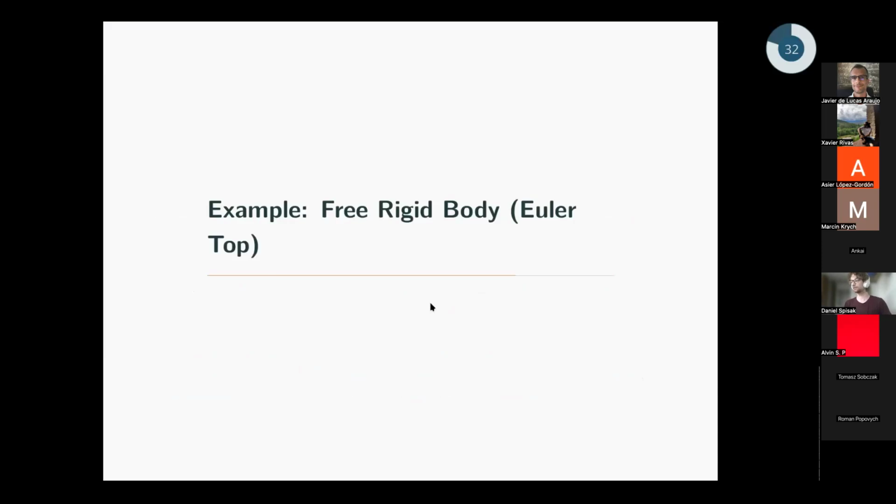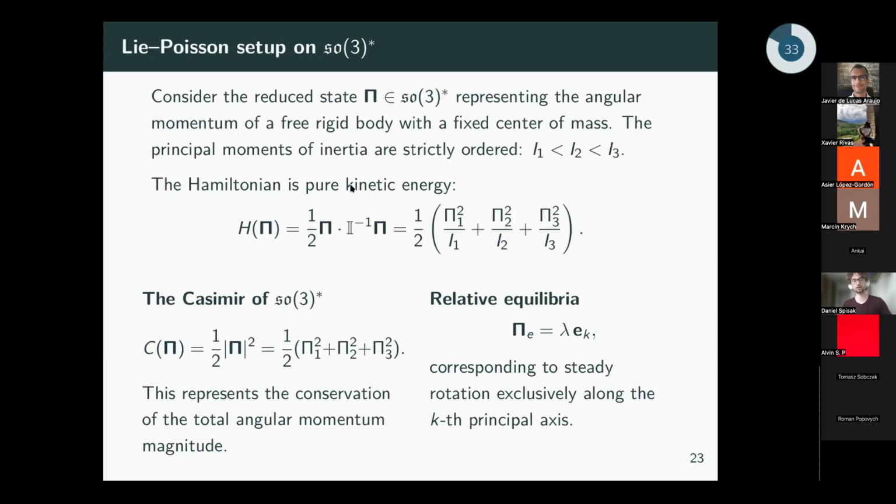Okay, so now we apply it to the free rigid body. So consider a rigid body where the configuration space is the group SO(3), and we reduce it using Lie-Poisson reduction to the dual of the Lie algebra so(3). We consider P, which in the physical interpretation is the angular momentum, and we also require this for ease of calculation.